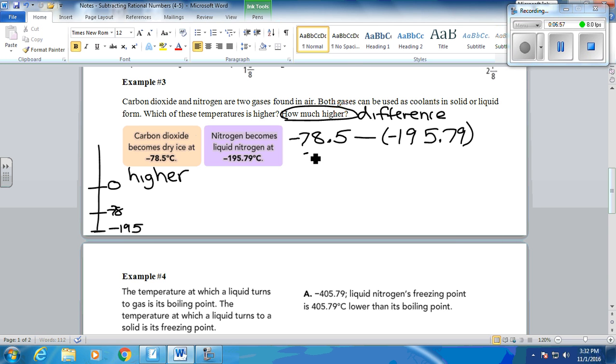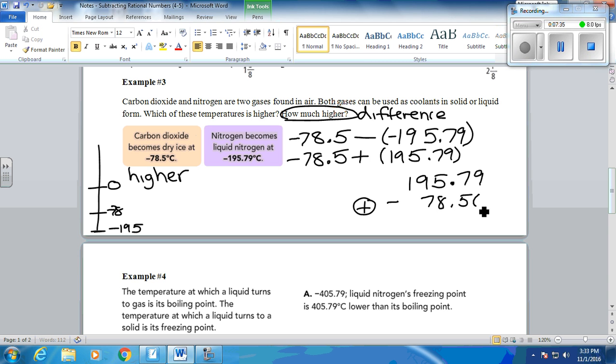You then rewrite this as an addition problem by adding the opposite. So the subtraction becomes its opposite, which is addition, and the opposite of negative 195 and 79/100 is positive 195 and 79/100. I want you to notice that when I'm setting this up as a subtraction problem, originally I'm writing it horizontally to help with my order. Now, when I look at this problem, I see that I need to have 195 and 79/100 on the top because that one has the larger absolute value. And I have plus a negative 78 and 5/10.